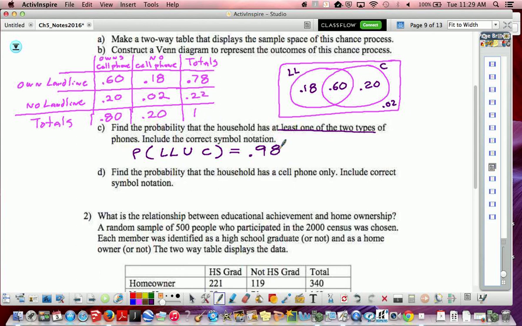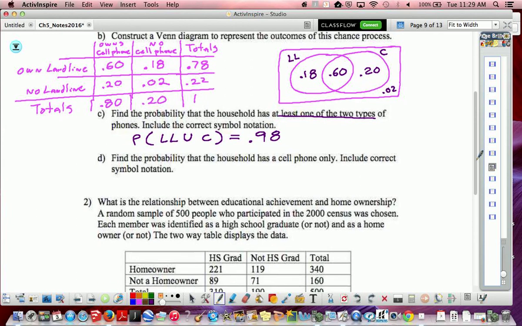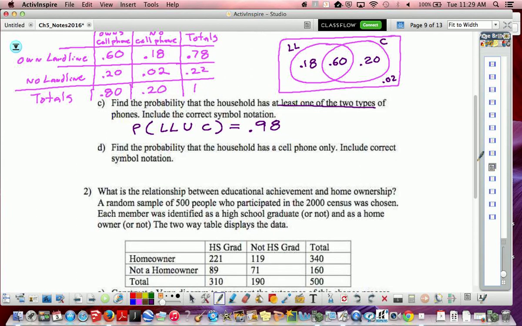That's good. Almost the entire population can be reached by some sort of phone device. Alright, D. Find the probability that the household has a cell phone only. So when I'm doing this one here, I'm looking at probability. I'm going to involve L and C again. But I have to do a couple things here.